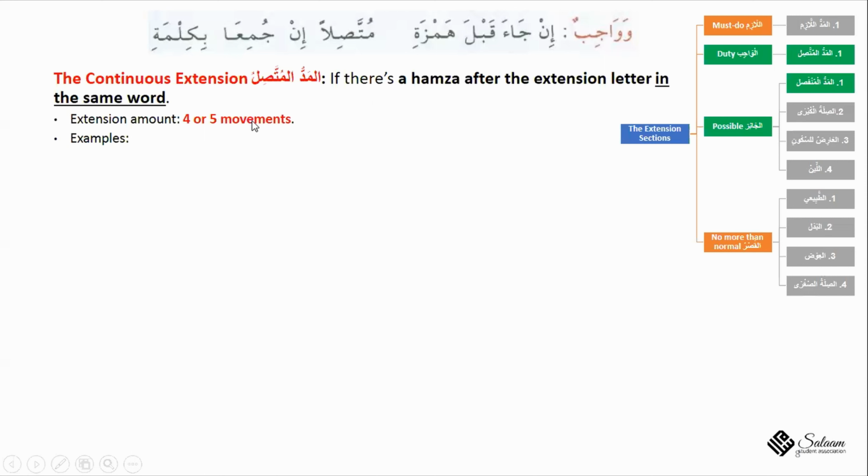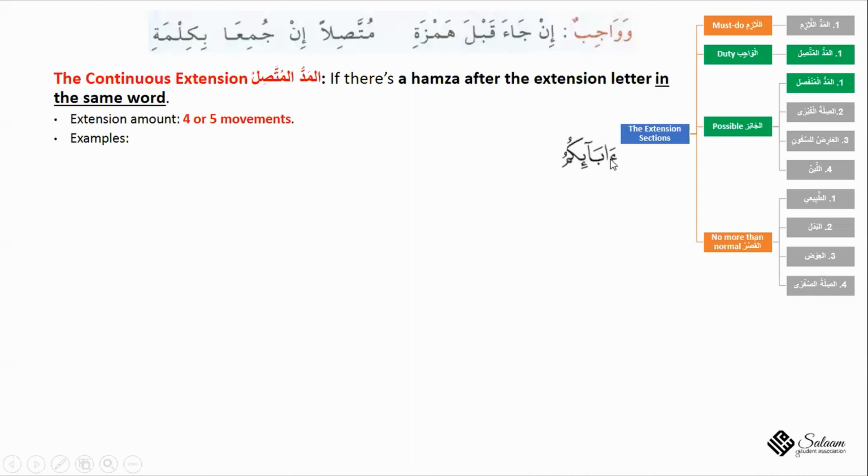We'll take an example to make it easier. So what's the definition? That we have hamza after the extension letter in the same word. This is the criteria for having the continuous extension. And here is an example. So we have harf mad here, alif and before it fatha, and we have hamza after. So here we do four or five movements.